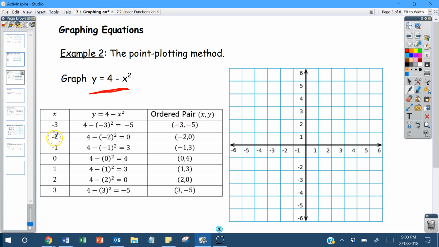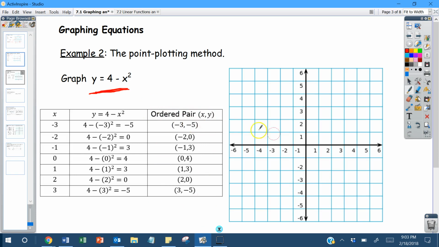Okay, same here. I stuck -2 in. 4 minus -2 squared is equal to 0. So that 0 is what it's equal to. So I get -2, 0. And then you can look at the rest of these if you want. I'm going to go ahead and work on plotting this, but this -1, 3, and so on, we get these numbers in the same way. So once we get as many ordered pairs as we want, we can graph this function.